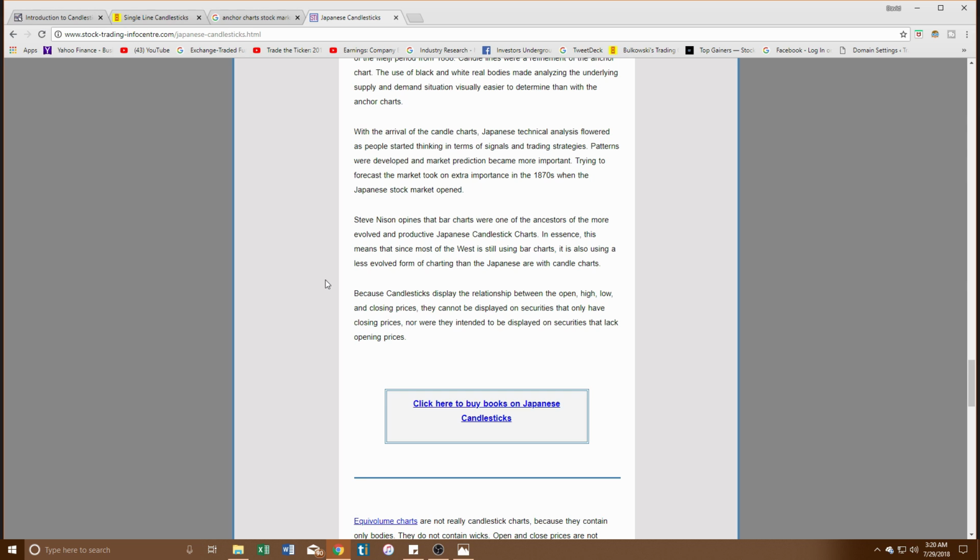In essence, this means that since most of the West is still using bar charts, it is also using a less evolved form of charting than the Japanese are with the candle charts. Because candlesticks display the relationship between the open, high, low, and closing prices, they cannot be displayed on securities that only have closing prices, nor were they intended to be displayed on securities that lack opening prices.